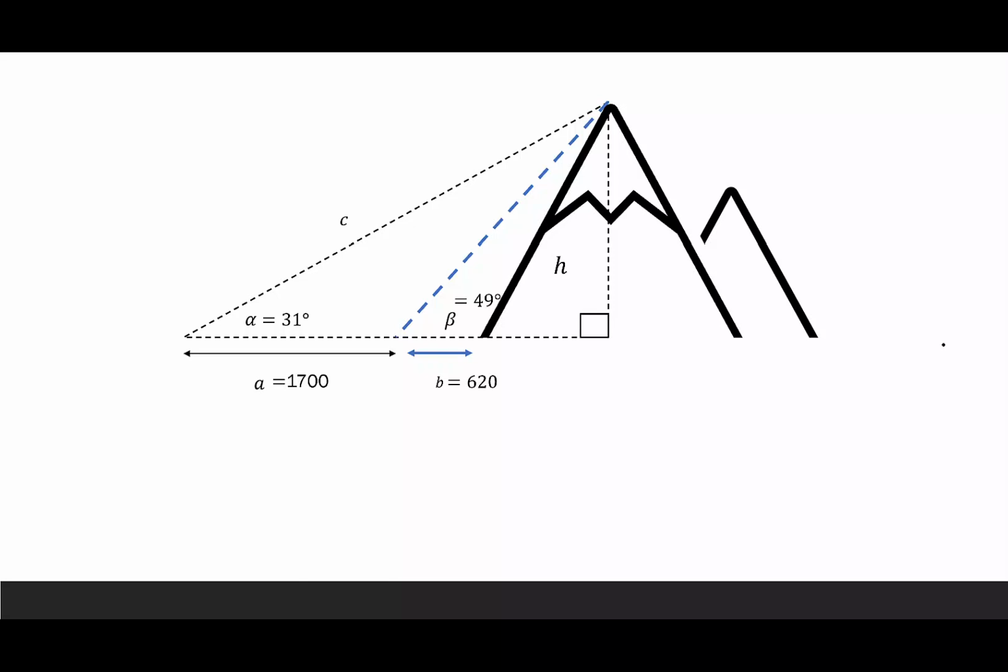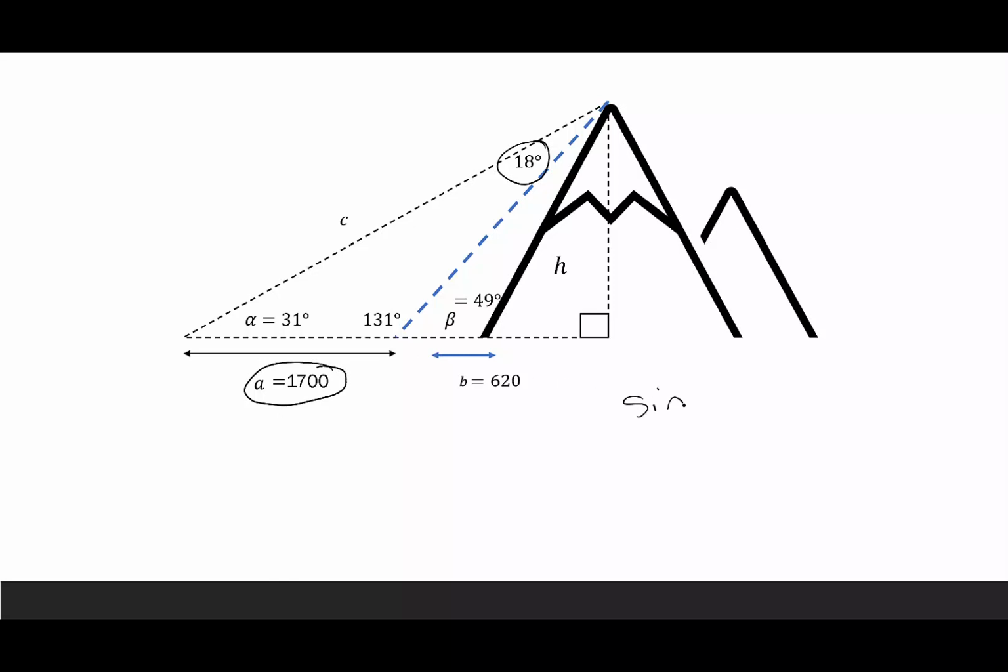Because we know the value of beta, we can find its supplement, 180 minus 49, which is 131 degrees. Now that we have the 131 degrees, we can find our top angle by subtracting 180 minus 31 minus 131, which gives us 18 degrees. Having the value of 18 allows us to use the law of sines. Now we know the value of an angle and the corresponding length of the side.